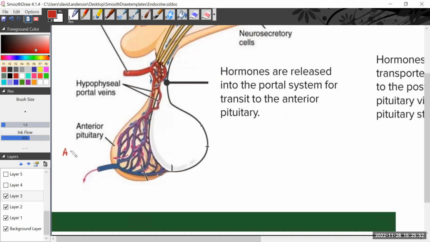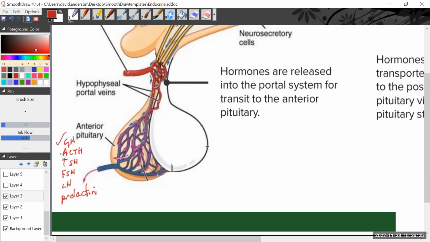It produces ACTH, which we're going to talk more about today, TSH, which we talked about last week, FSH, LH. Those two as a group are referred to as gonadotropins because they target the gonads. In females, that's the ovary, and in males, that's the testes. And we have prolactin, and we have growth hormone.